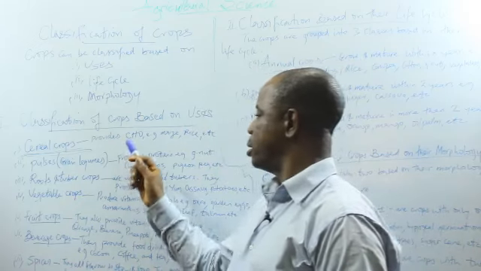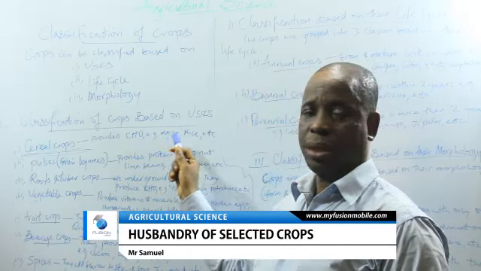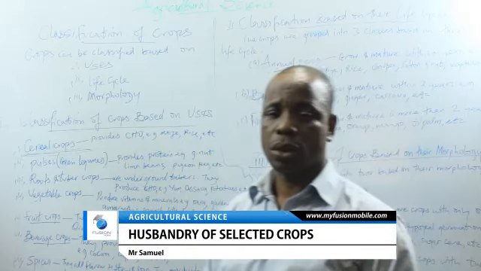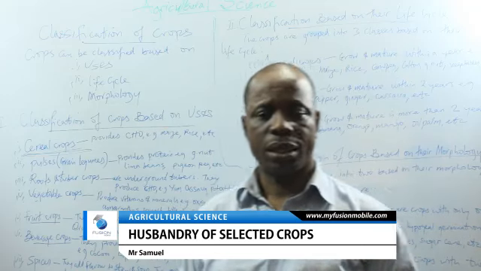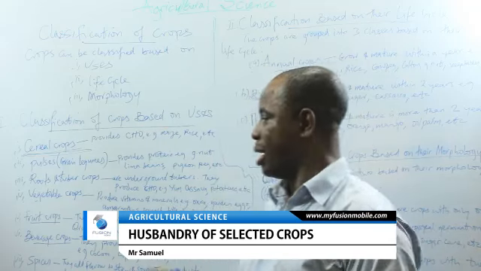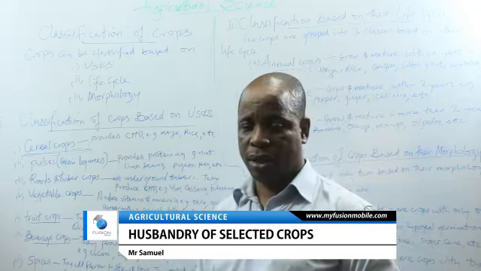Examples of them are maize, rice, millet, oats, sorghum, barley, rye. These are examples of cereal.